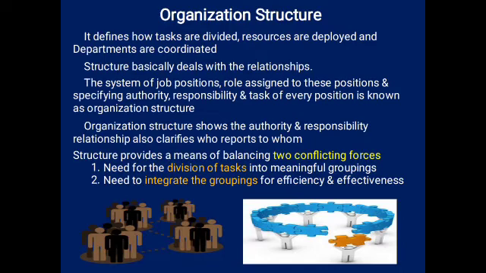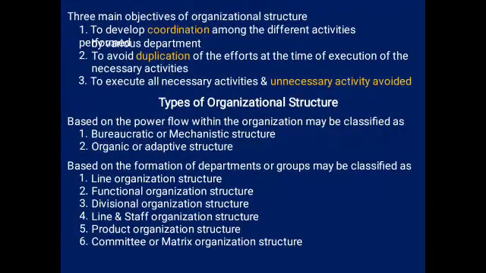So there should be a coordination between the production team, that is the cloth weaving team, and the machine, that is the tailoring team, and the marketing team. Okay, so that coordination is very important. Next, the main objectives of the organization structure. When you are going for that organization, there are three main objectives.